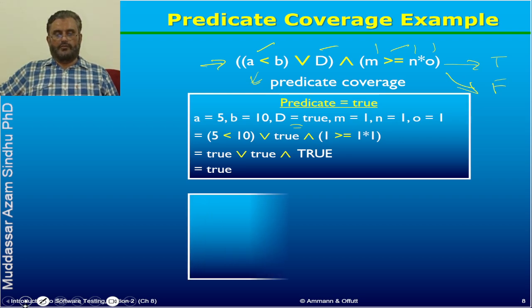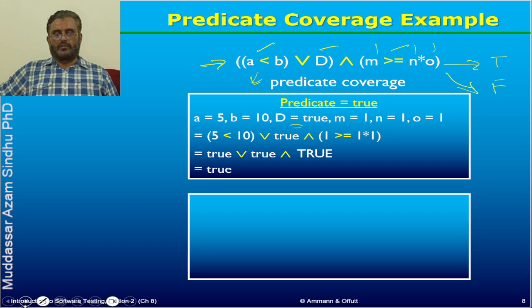And how can we make it false? We just need to make one part around the AND, either on the right or on the left, to be false, and we will get the predicate to be false. Let's try that.